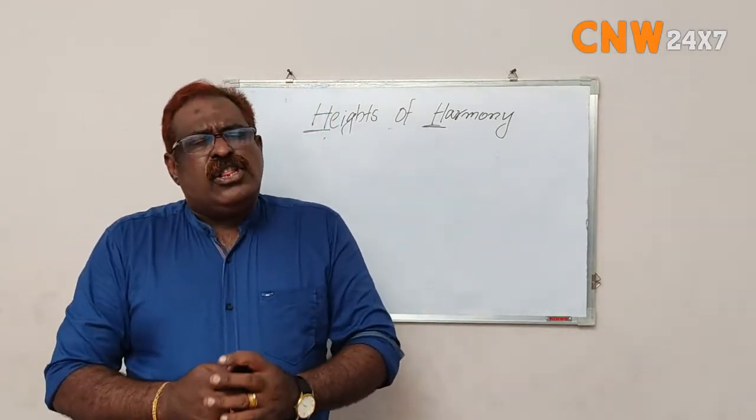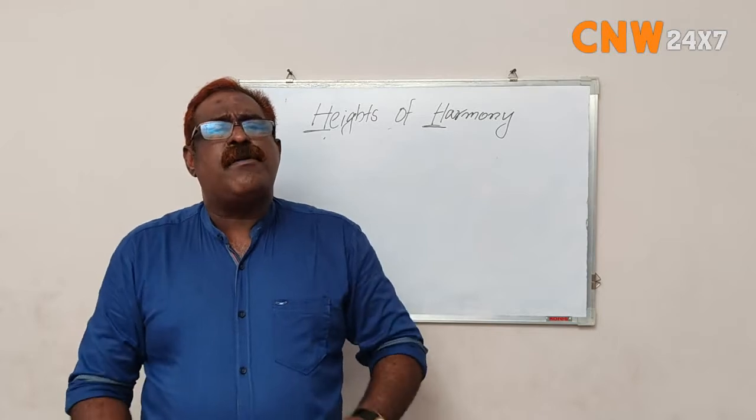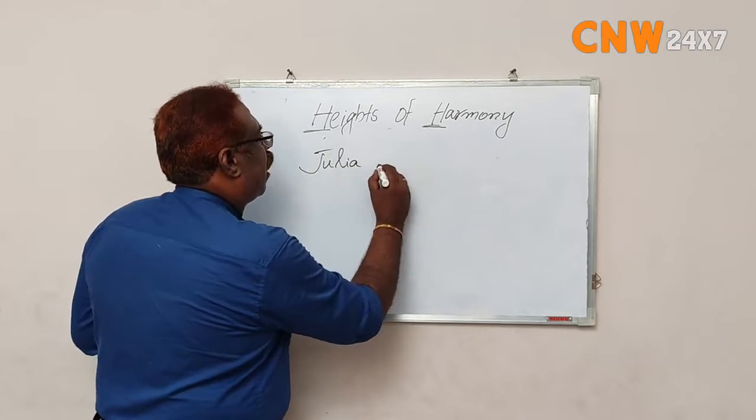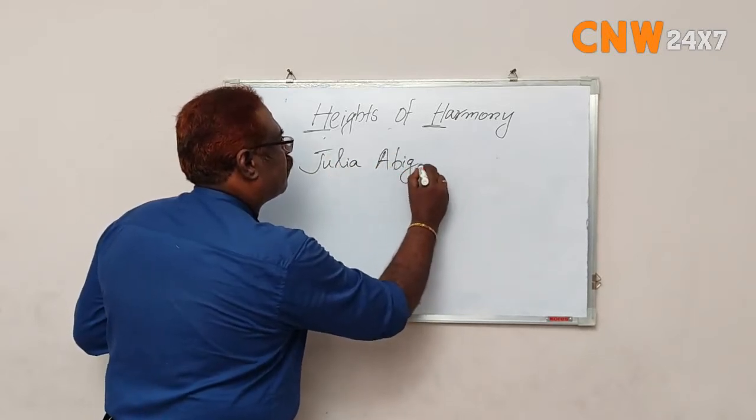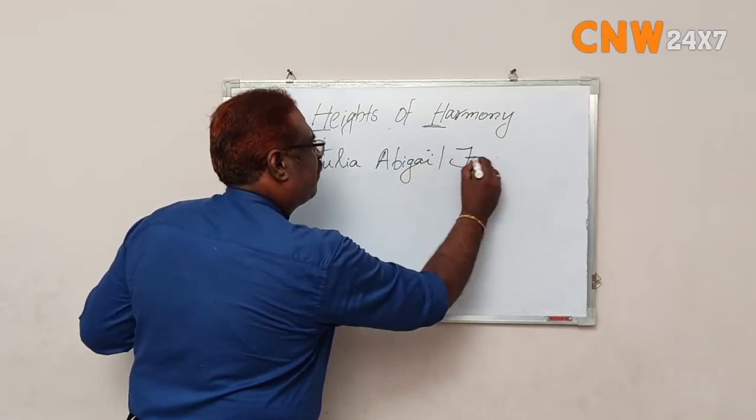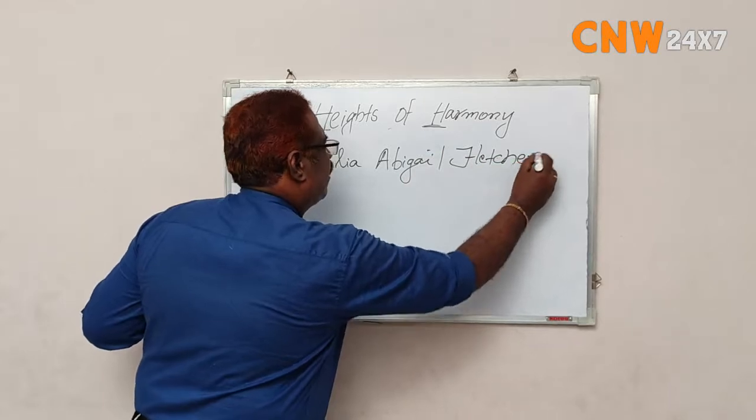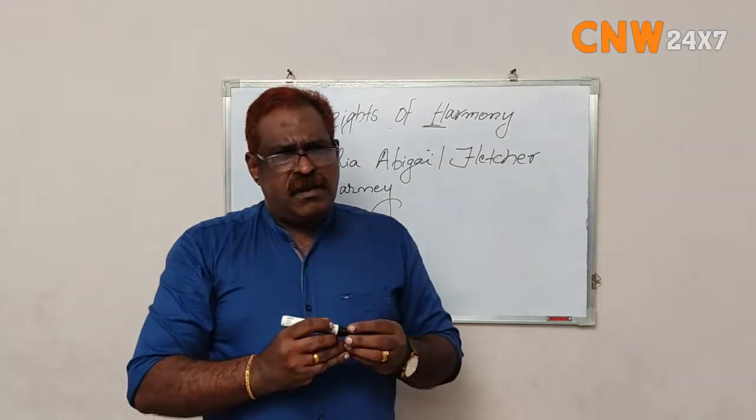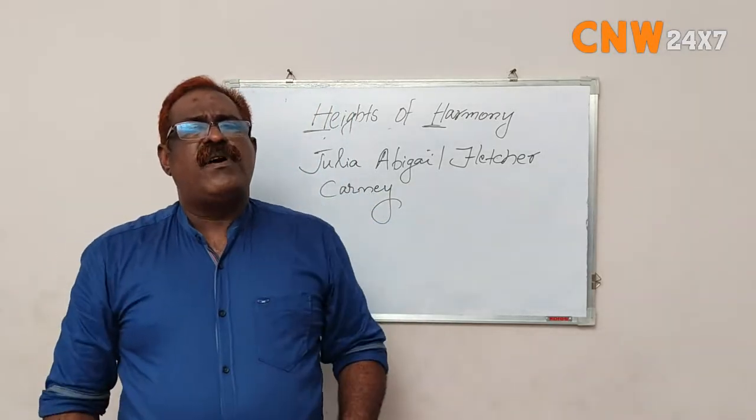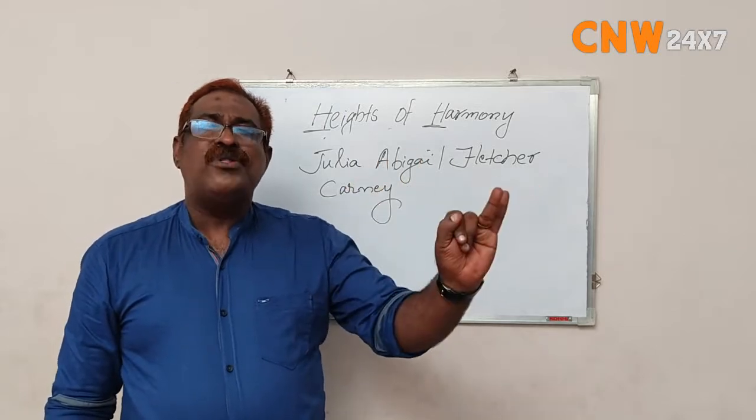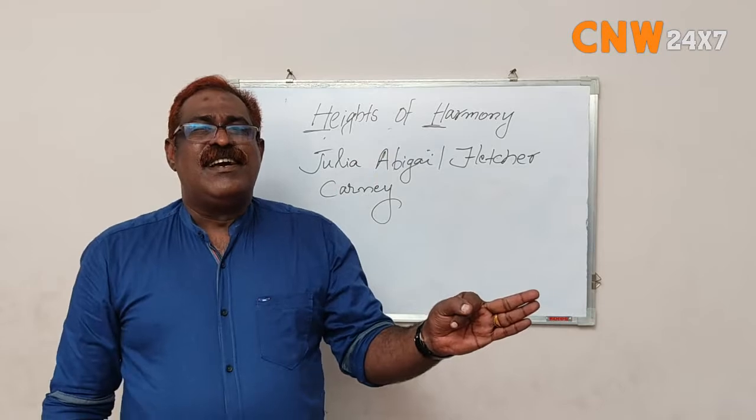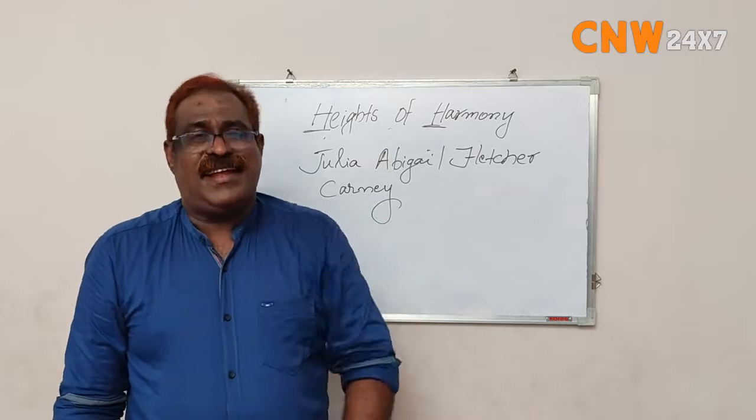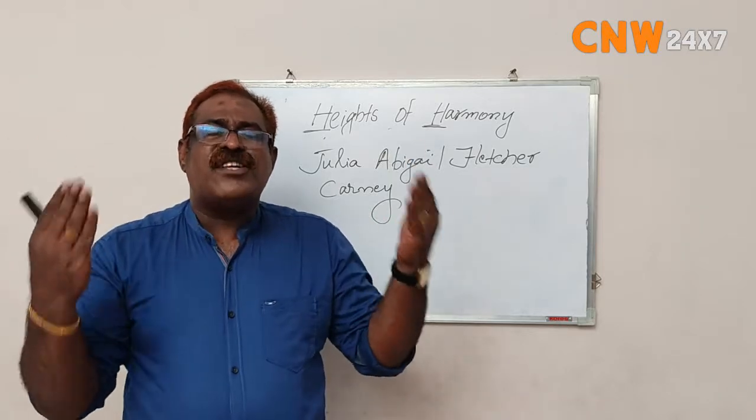The unit begins with a quotation by Julia Abigail Fletcher Carney. So the unit begins with the words of an American poet, author, and editor, who is better known for her famous poem called Little Things.